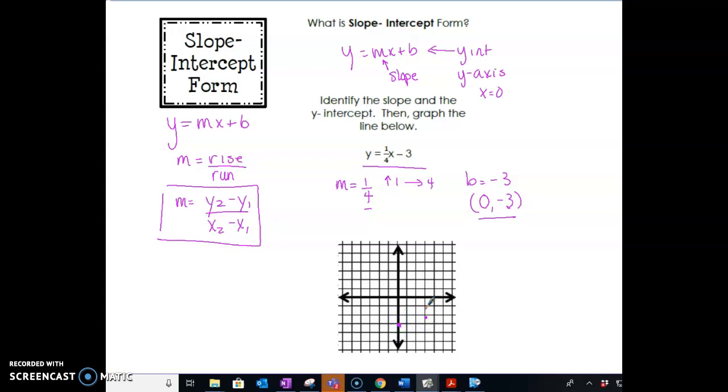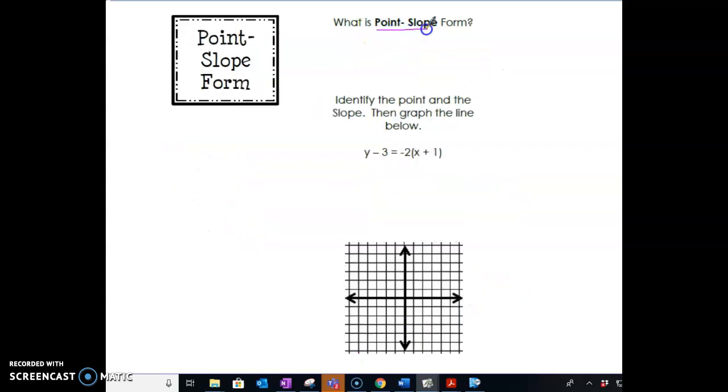So let's look a little more closely at these. The slope-intercept form of a line we've been working with a lot. It is y equals mx plus b, where m is the slope. This is the rise, the vertical change, over the run, the horizontal. We also write the formula when we have 2 points, y2 minus y1 over x2 minus x1. This is the formula we can use to find the slope if we're given 2 points.